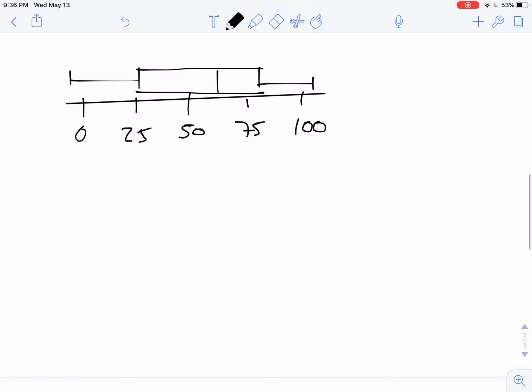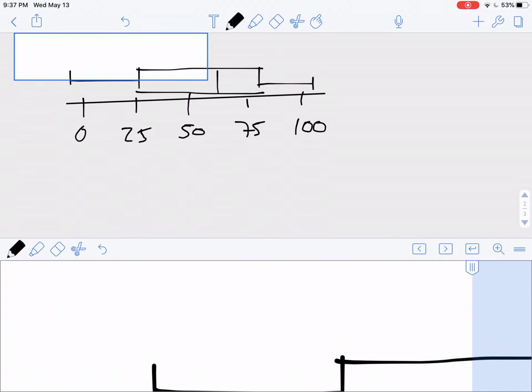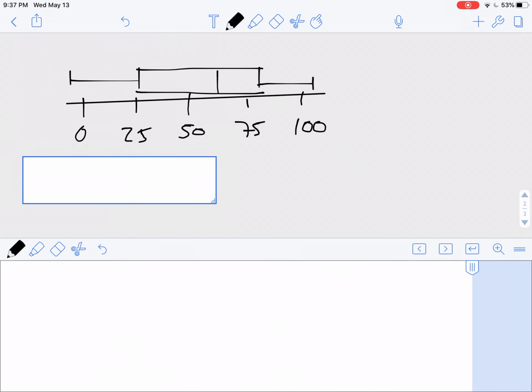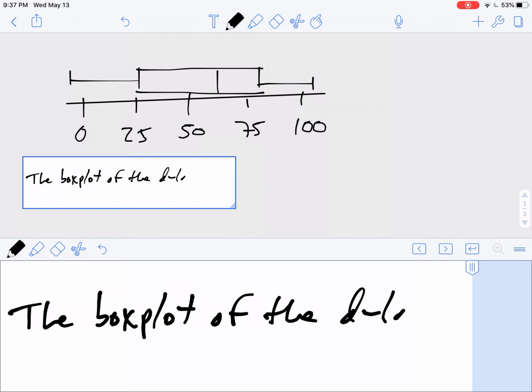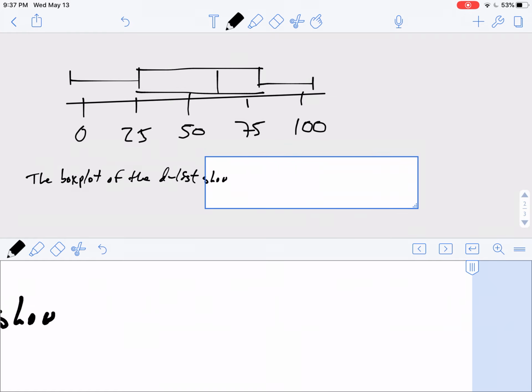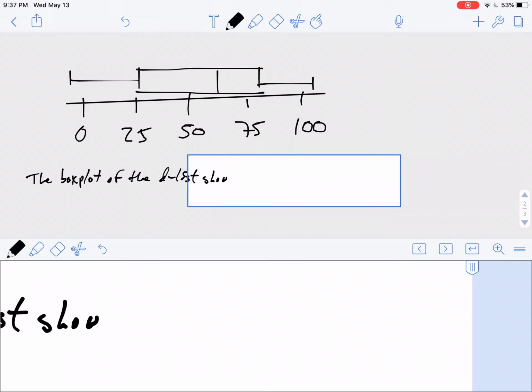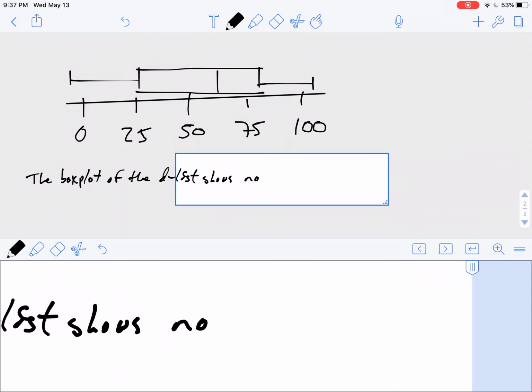Then I also want to interpret it. So I will say that the box plot of the D list shows no outliers. Okay.